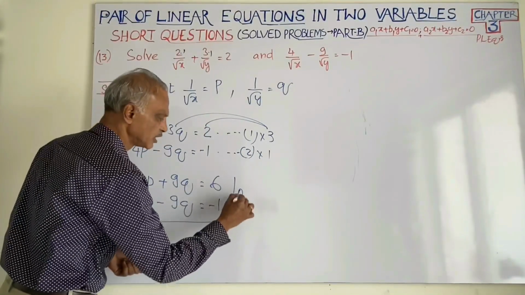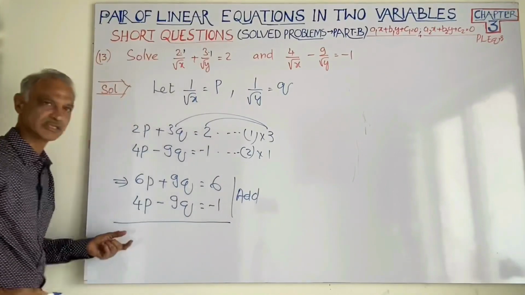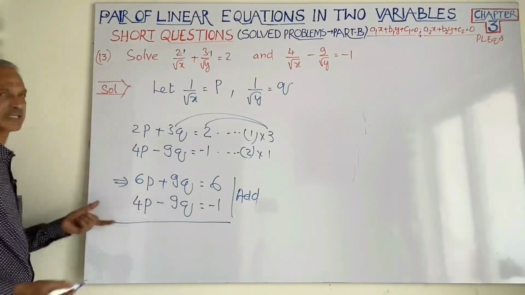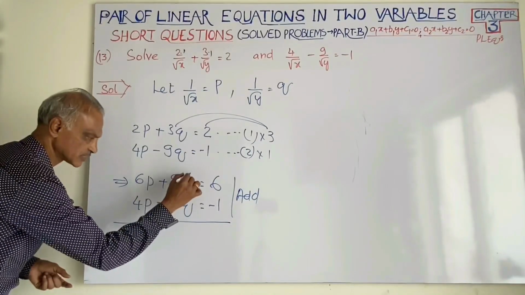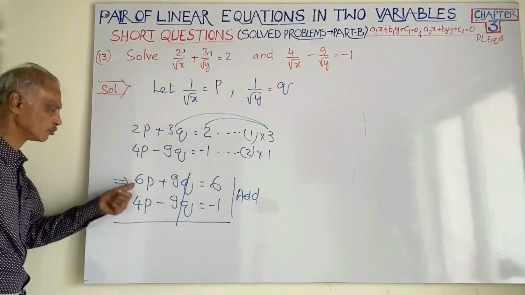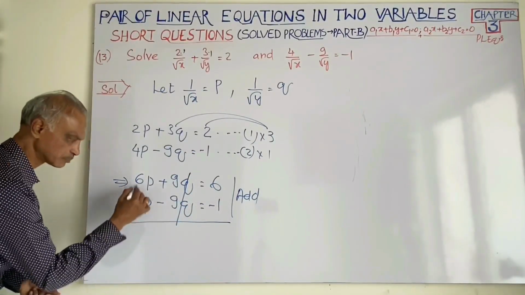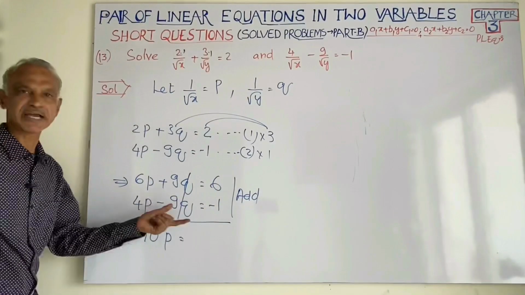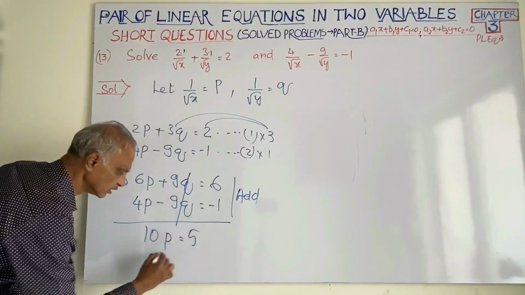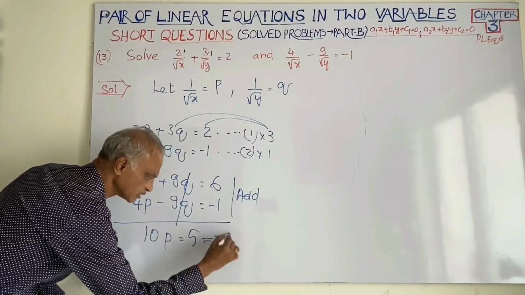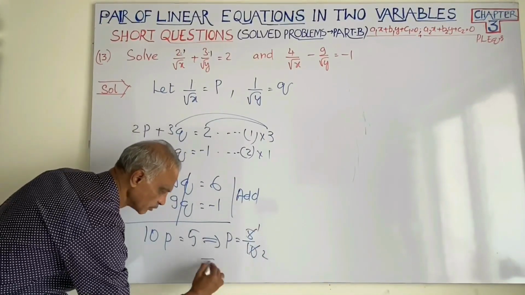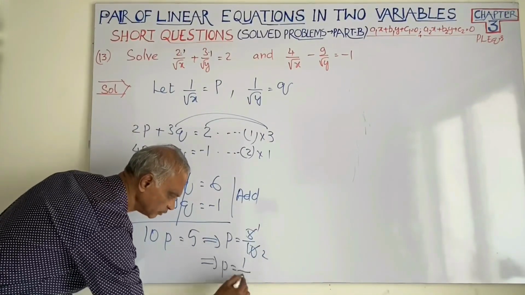Just we have to add these two equations, and you will get the value of p. This is the elimination method. Plus 9q minus 9q cancel. 4p plus 6p, 10p is equal to 6 minus 1, which is 5. You will get p is equal to 5 by 10, so p is equal to 1 by 2.